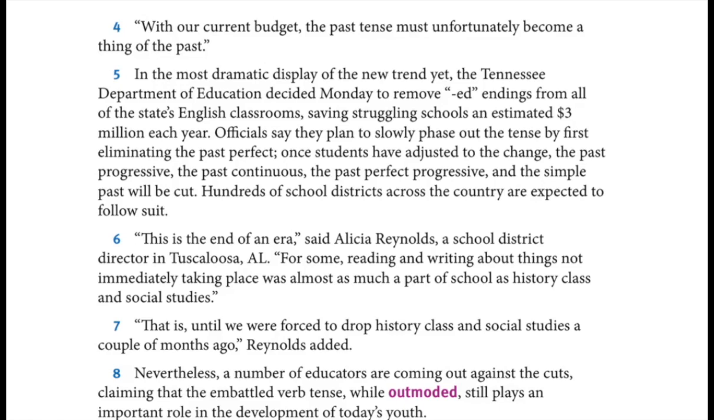Officials say they plan to slowly phase out the tense by first eliminating the past perfect. Once students have adjusted to the change, the past progressive, the past continuous, the past perfect progressive, and the simple past will be cut. Hundreds of school districts across the country are expected to follow suit. "This is the end of an era," said Alicia Reynolds, a school district director in Tuscaloosa, Alabama. "For some, reading and writing about things not immediately taking place was almost as much a part of school as history class and social studies. That is, until we were forced to drop history class and social studies a couple months ago," Reynolds added.